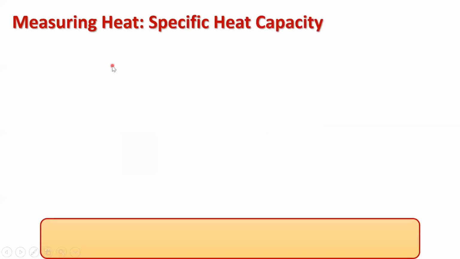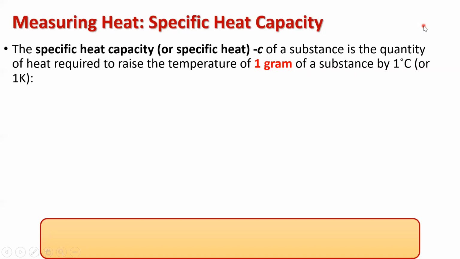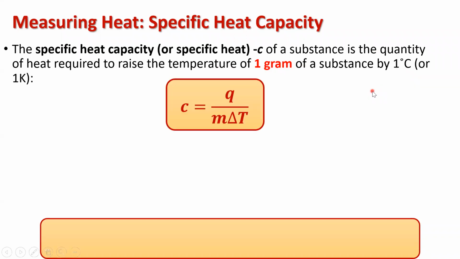So now let's look at what's called the specific heat capacity. It's a little bit different. When we look at the specific heat capacity, there's all different symbols that you might see for it. We're going to use a lowercase c. It is the quantity of heat, Q, required to raise the temperature of 1 gram of the substance by 1 degree Celsius or 1 Kelvin. So it's a little bit different because it depends on the amount of substance we have.